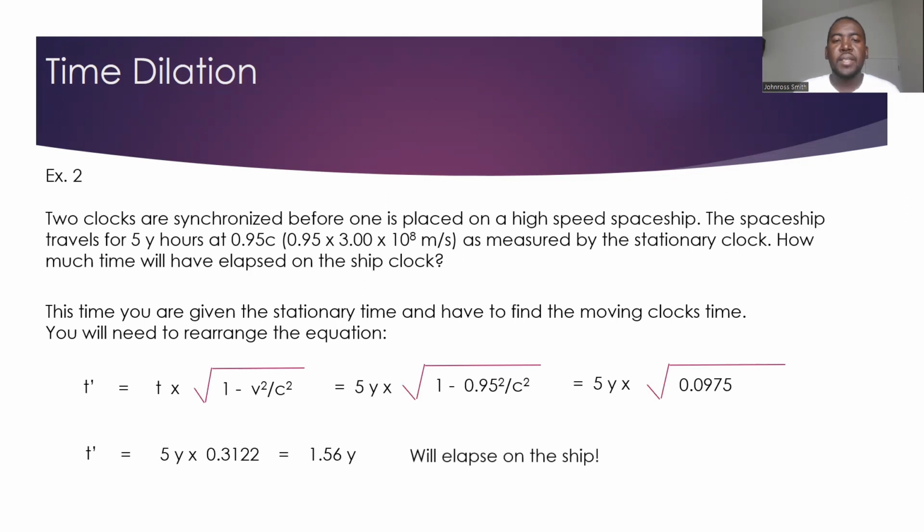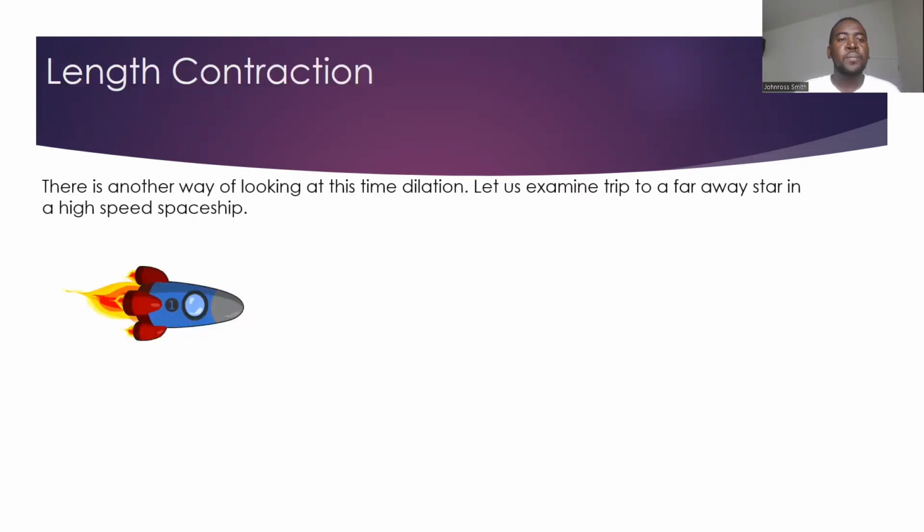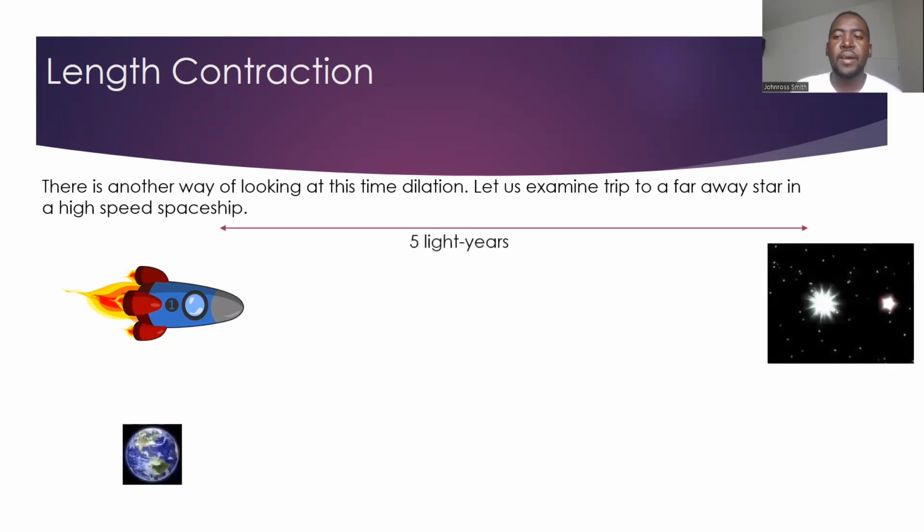All right, same example in this case as well. Now, let's look at the term length contraction. So there's another way to look at time dilation. If we examine this spacecraft here, it is traveling a distance of 5 light years to reach a specific galaxy.